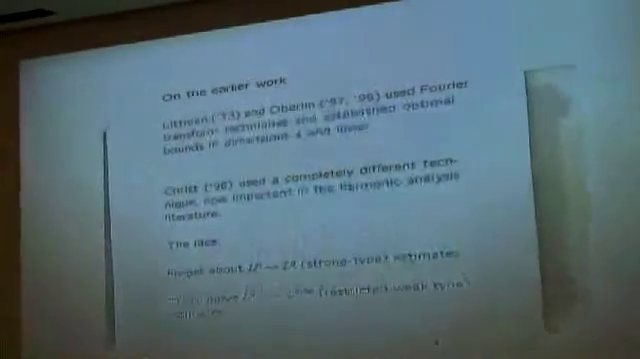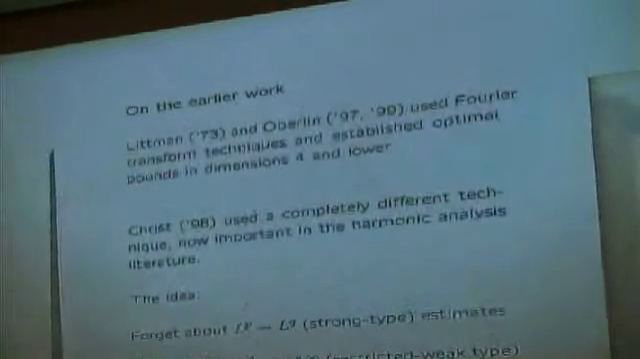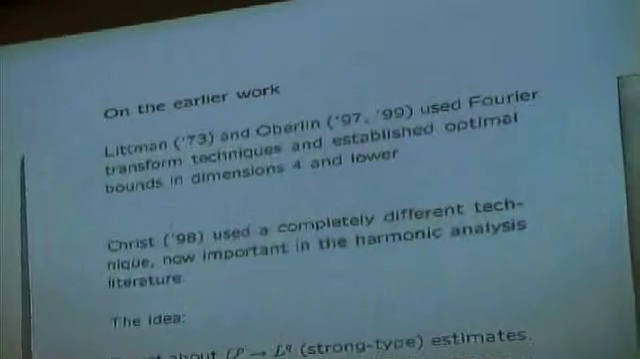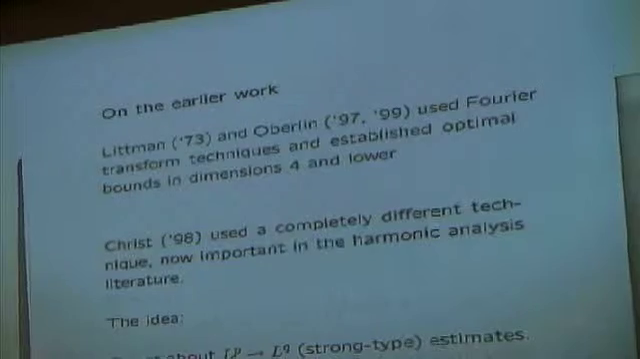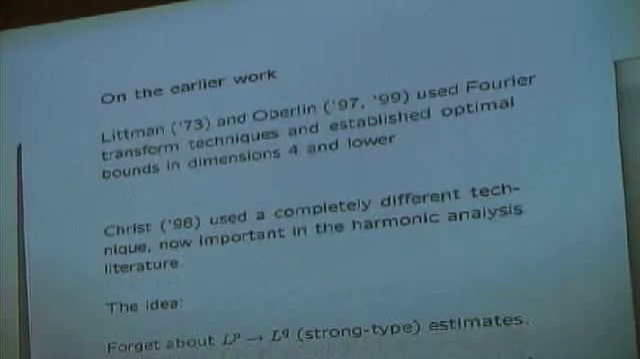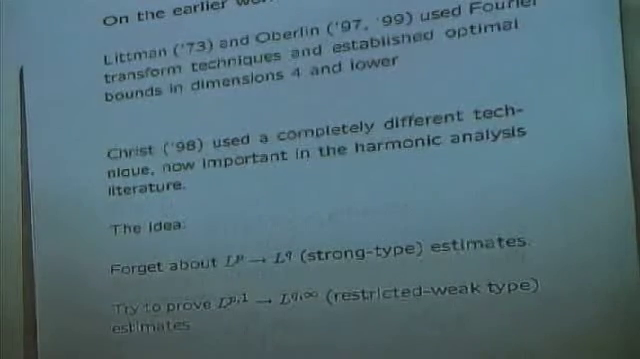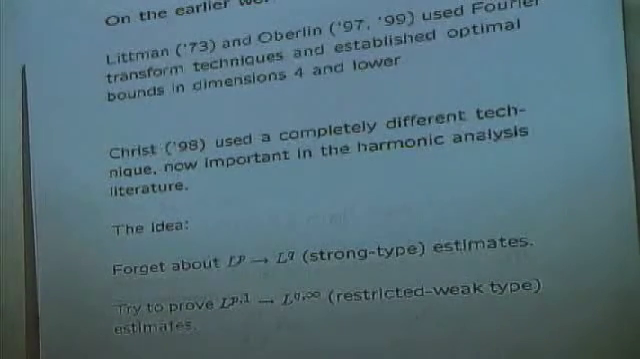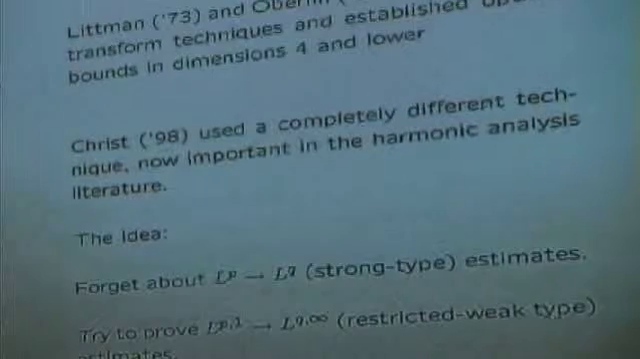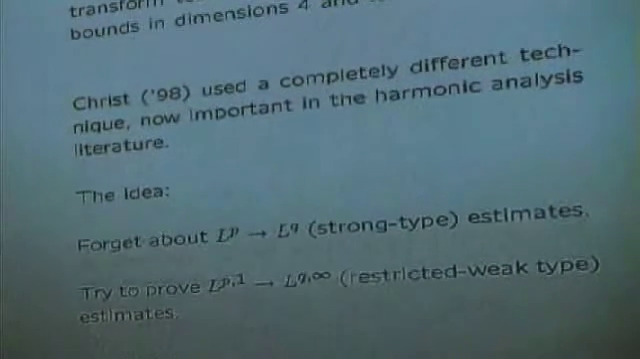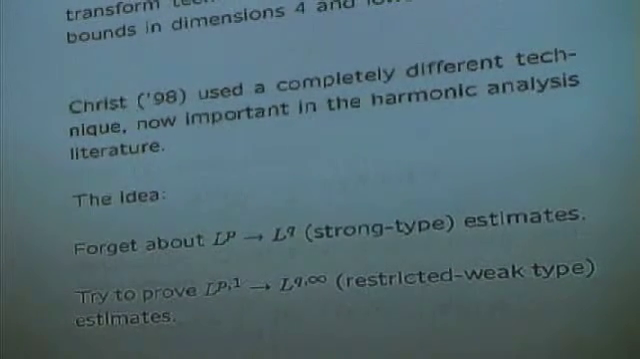So in 1973, Littman, and then in '97 and '99, Oberlin used Fourier transform techniques and established optimal bounds in dimensions 4 and lower. In '98, Christ used a completely different technique, which is now important in the harmonic analysis literature, and I'm going to go into a little more depth on that, because this is more along the lines of the arguments that I used.